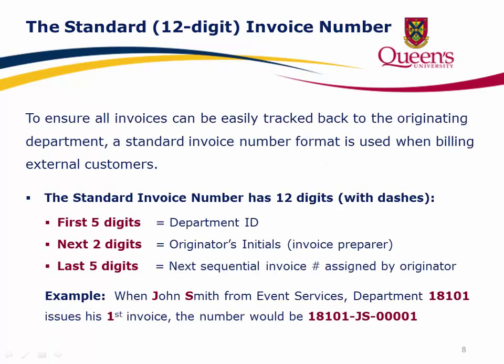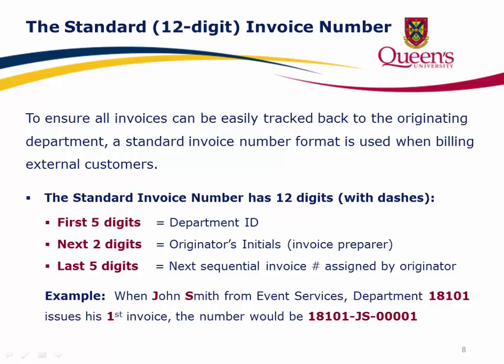To ensure all invoices can be easily tracked back to the originating department, a standard invoice number format is used when billing external customers. The standard invoice number has 12 digits along with 2 dashes. The first 5 digits identify the department ID. The next 2 digits identify the initials of the person preparing the invoice. The last 5 digits represent the next sequential invoice number assigned by the originator. The first invoice issued would be 00001. The second invoice would be 00002, and so on.